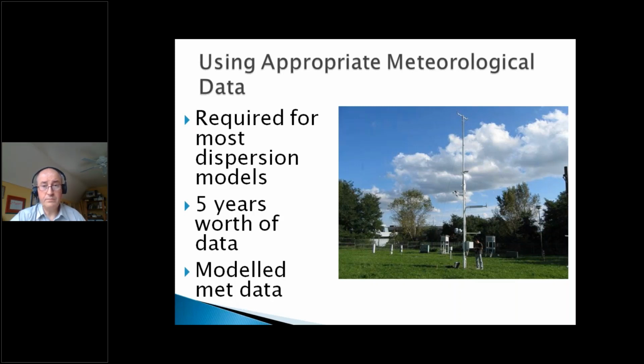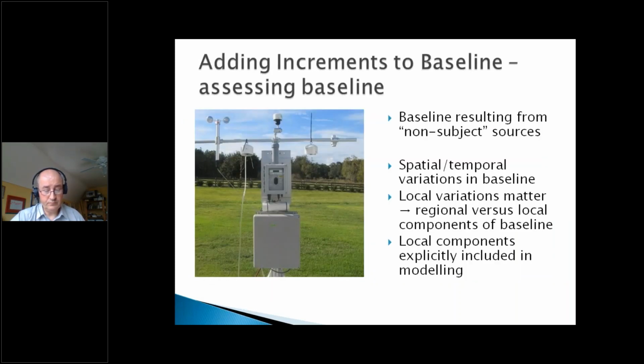Once estimated maximal increments in air quality in the surrounding community are predicted, you would add these to pre-existing air quality levels or baseline levels.